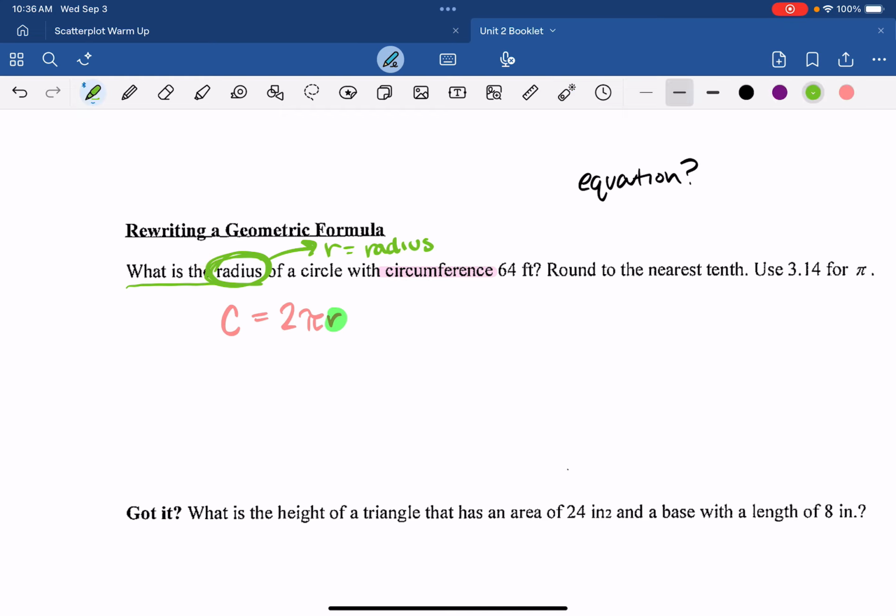So now let's simplify this. My 2 and my pi are all attached to r by multiplication, so I'm going to get rid of them by dividing. And whatever I do to one side of my mirror line, I have to do to the other side. So now I'm left with r equals C over 2 pi. Great, that's my first part. That's my literal equation.